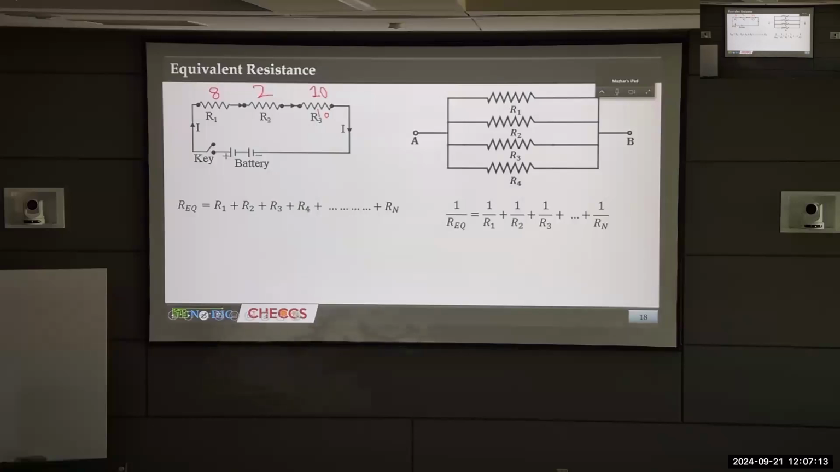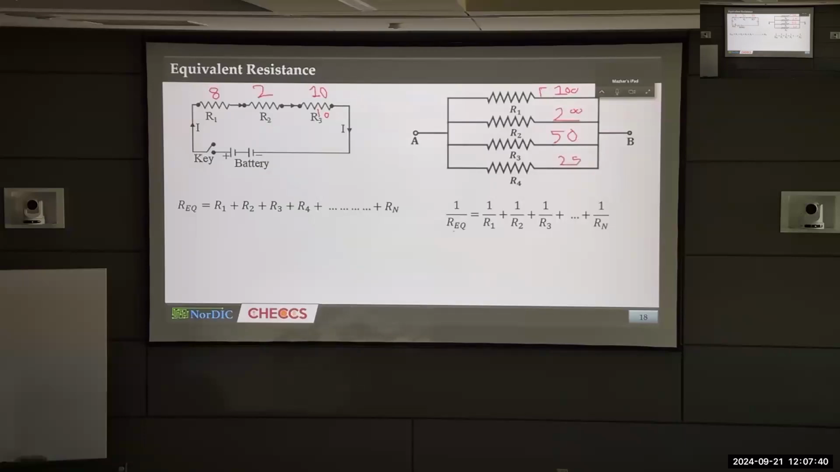So let's say, for example, here it is, for example, 100 ohms. It is 200 ohms. It is 50 ohms, and it is 25 ohms. Let me know what the equivalent resistance is for this assembly.